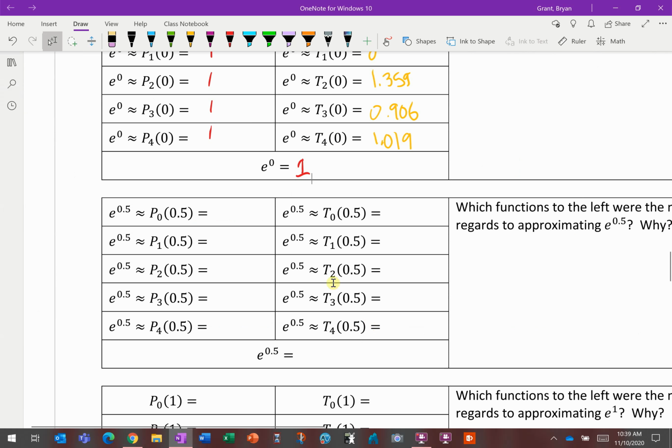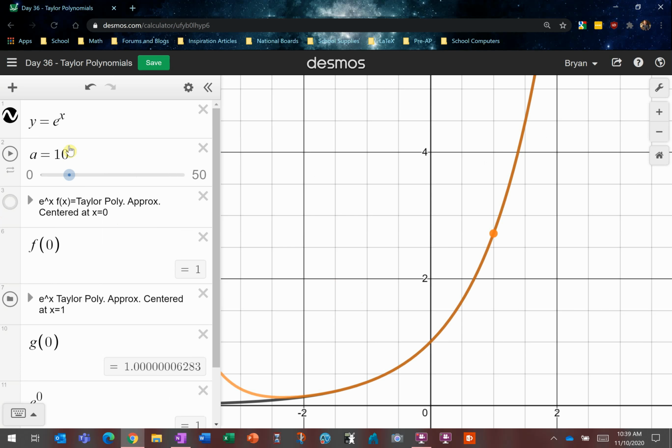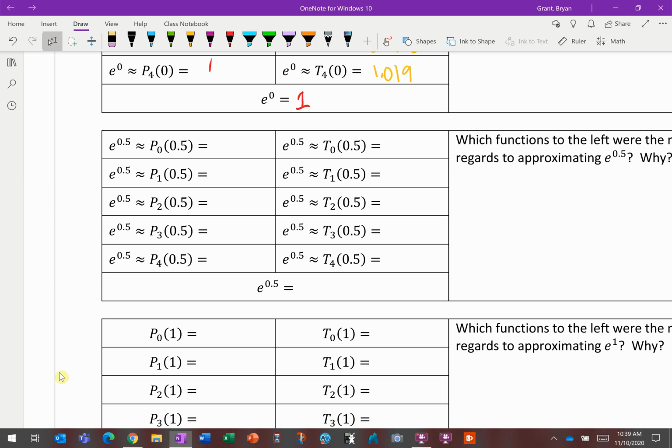Now again, this is a sort of silly operation because we need to use a calculator here. But let's go ahead and do e to the 0.5. Neither function is centered at e to the 0.5. Let's actually look at the actual value of e to the 0.5. Rounded, 1.648. Remember that, 1.648. Exciting.